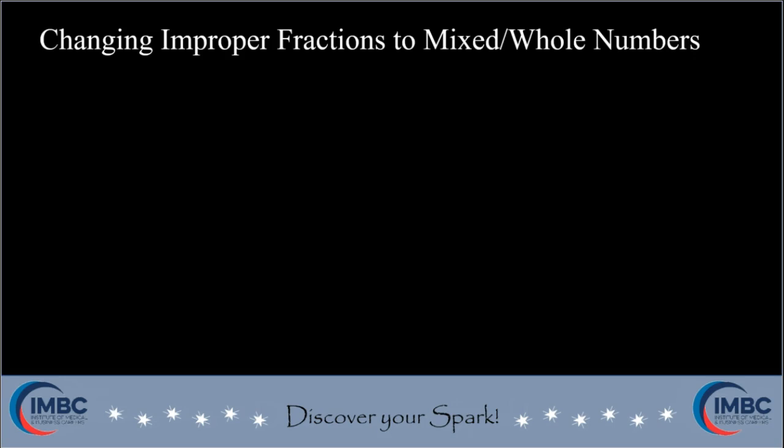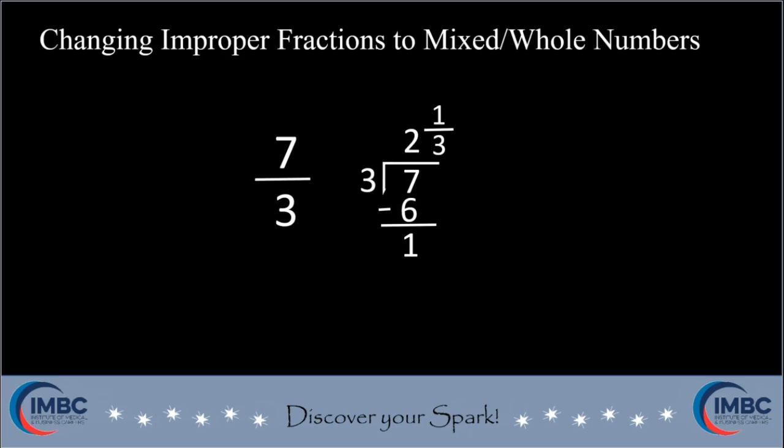Changing improper fractions to mixed or whole numbers. 7/3. To change this from an improper fraction to a mixed or whole number, 7/3 means 7 divided by 3. 3 goes into 7 2 times. 2 times 3 is 6. We have a remainder of 1 left over. The remainder 1 is the numerator, and then our 3 is the same denominator. So 7/3 is the same as 2 1/3.